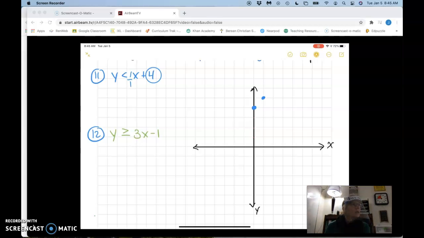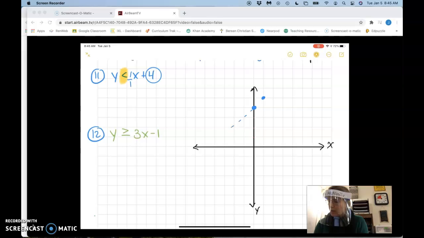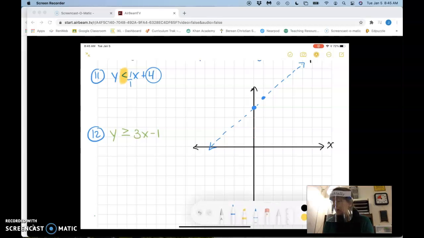But pay attention to the sign. Is my line solid or dotted? It's going to be a dotted line because it's just a less than sign. So I'm going to make a dotted line. And is my line going to be shaded above or below? Below, because it's a less than sign. Good. So let's shade below.